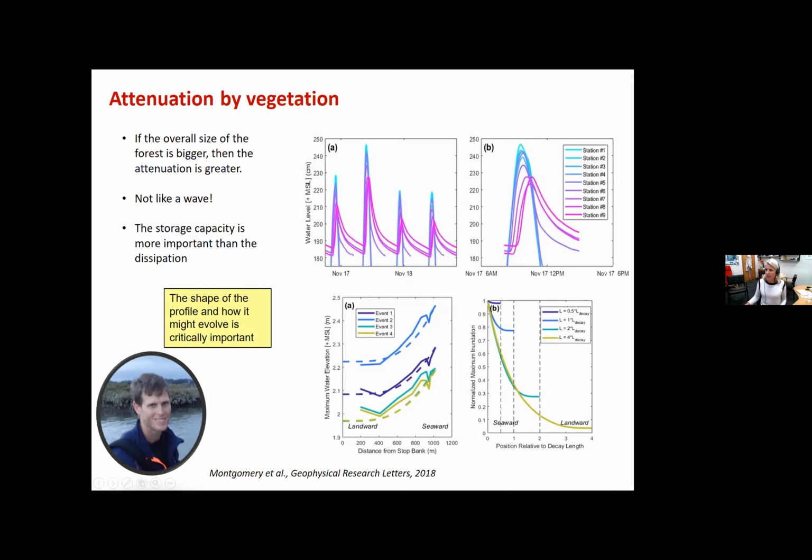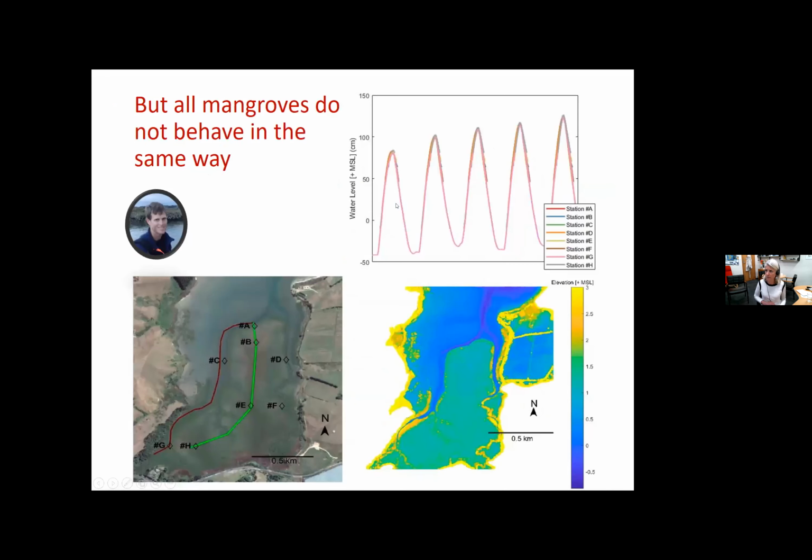Okay, and so that links us back to this shape of the profile. The shape of the profile, and how much storage is contained in the profile, is obviously critically important to how this behaves in a storm system. Okay, then John, again, I'll put his face there, so I think he might be listening.